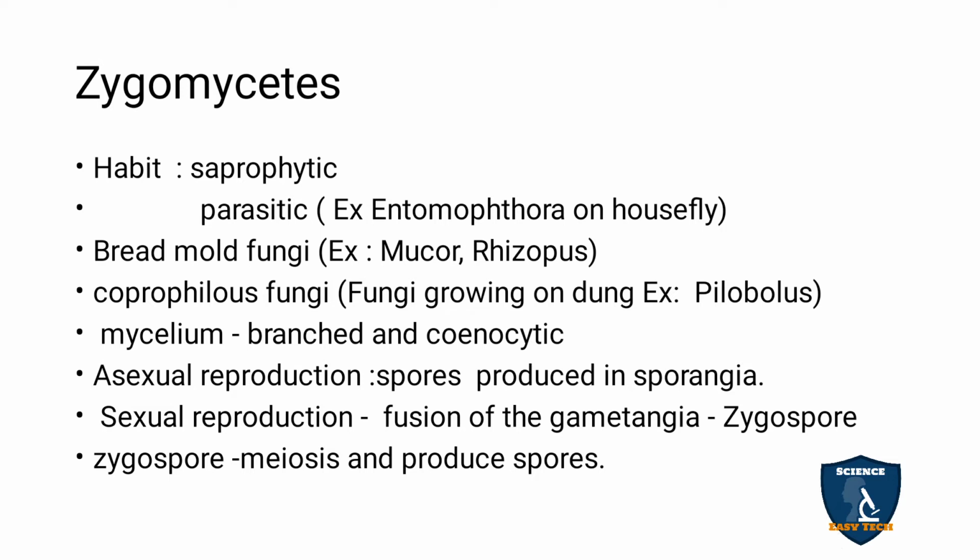Asexual reproduction takes place by spores, and here the spores are produced in the sporangia. Sexual reproduction is by the fusion of gametangia, and it produces zygospore. The first zygospore is formed in this class, hence the name Zygomycetes. In this class only the first zygospore appears.